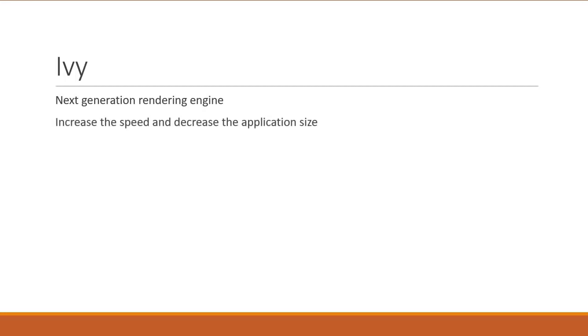Finally, a word about Ivy. Ivy is the next generation rendering engine which aims to increase the speed and decrease the application size. Now, although this was mentioned during the NG conference, it is not part of this particular release. It is being actively developed and should be out soon. Alright, there you go. A brief look at the new features and changes with the release of Angular version 6.